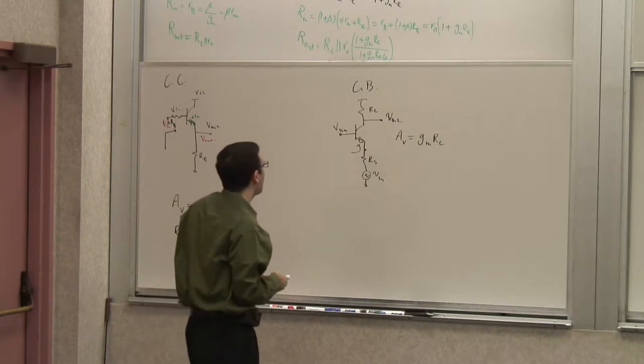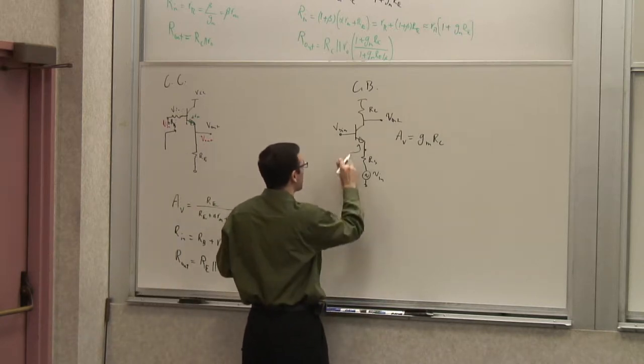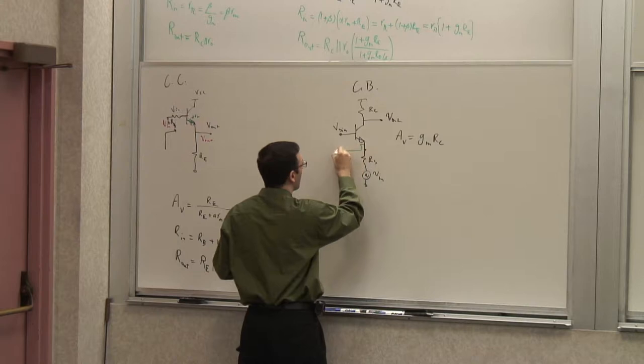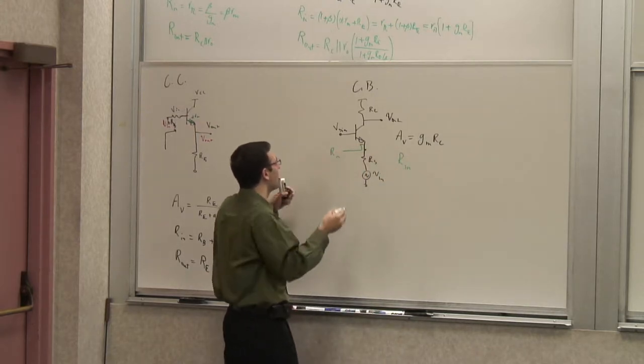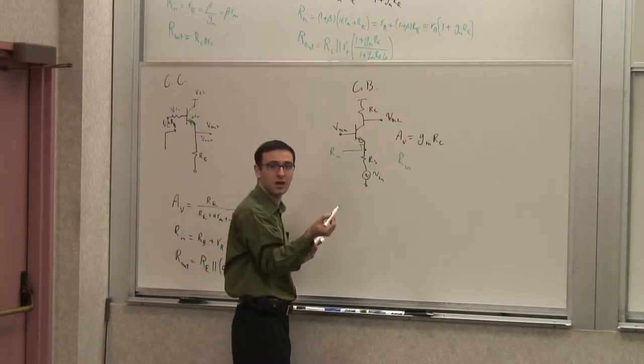Now, how about the input and output impedance? So if I look at the input impedance from this perspective, from this point on, or in, it's simple, right? What do I see? Well, from a small signal perspective, the constant voltage is what?